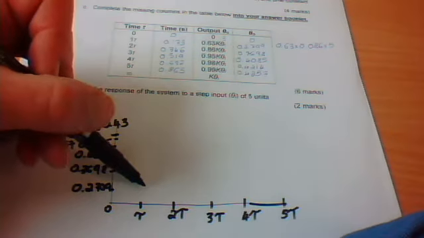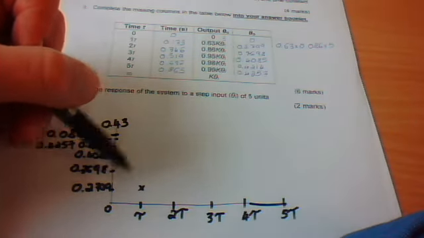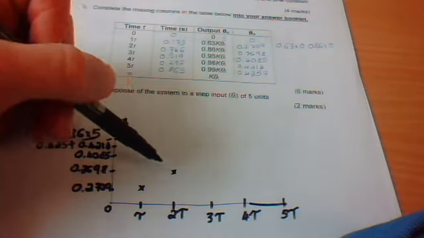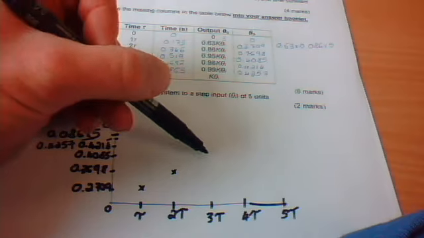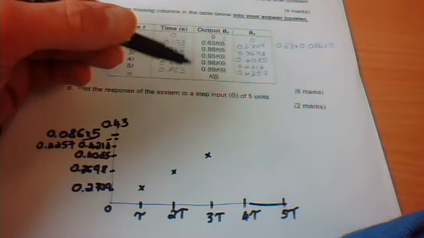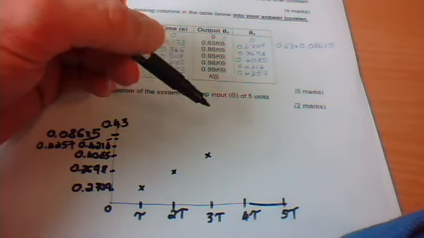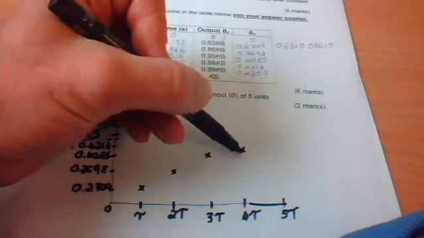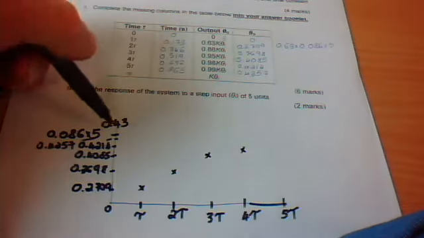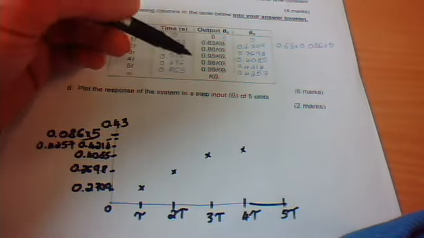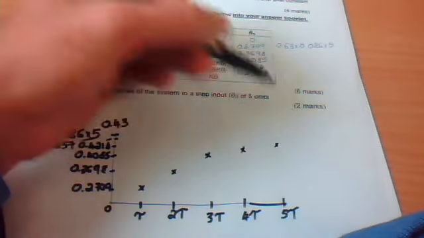Okay, so at 1 tau, we have this value here, 0.2709. At 2 tau we have 0.3698. At 3 tau we have 0.4085. At 4 tau we have 0.4214. Okay, and at 5 tau we have 0.4257. Okay, which looks like that.